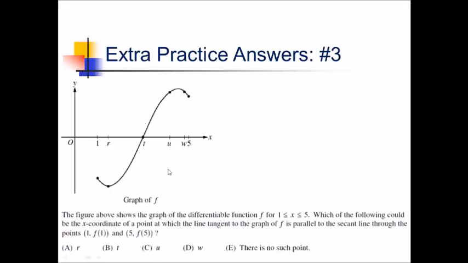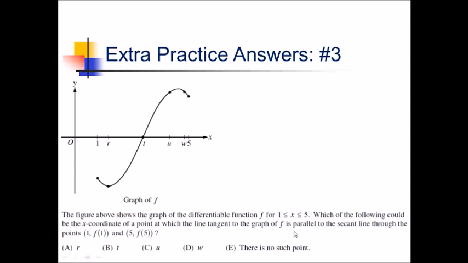On this problem, we have a figure above showing the graph of a differentiable function between 1 and 5. Which of the following could be the x-coordinate of a point where the tangent line is parallel to the secant line through the points 1, f of 1 and 5, f of 5? So first off, we've got all these different x values, and also there is no such point is an option. So maybe we should ask ourselves, is it even possible that this x value exists?